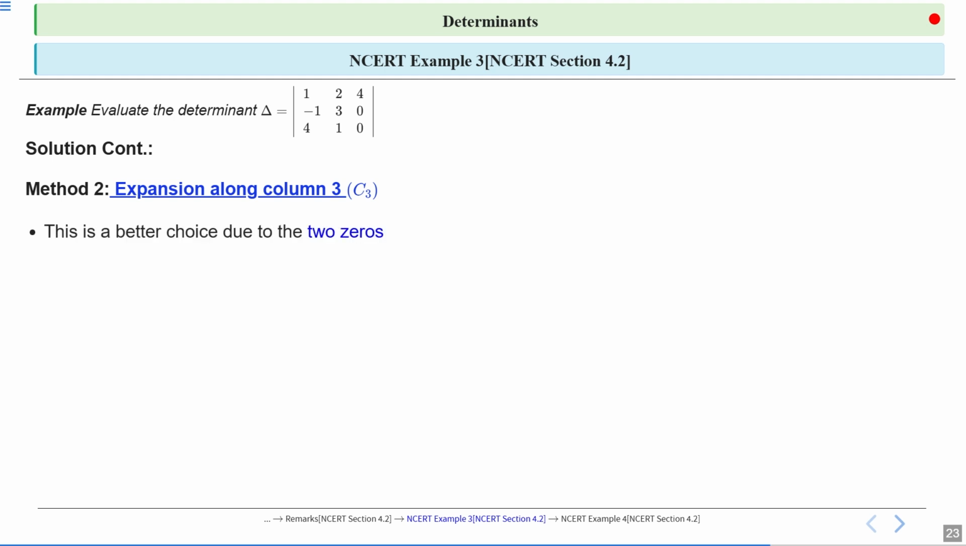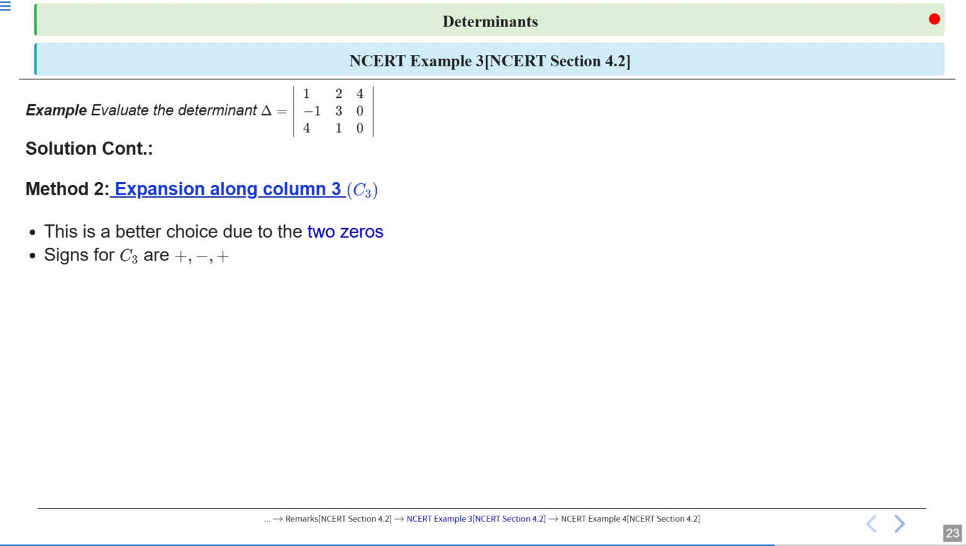When we expand along column 3, this is a better choice due to the 2 zeros. In this column 3, there are two 0s present, so the calculation is much easier compared to expanding along any of the rows. Signs for C3 are plus, minus, plus. Plus for the element 4, as this position is A13 and 1 plus 3 is even, so it is plus.